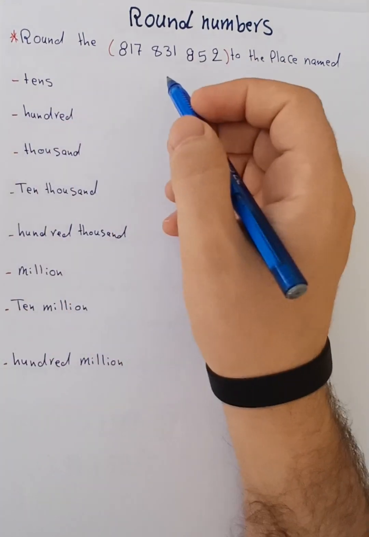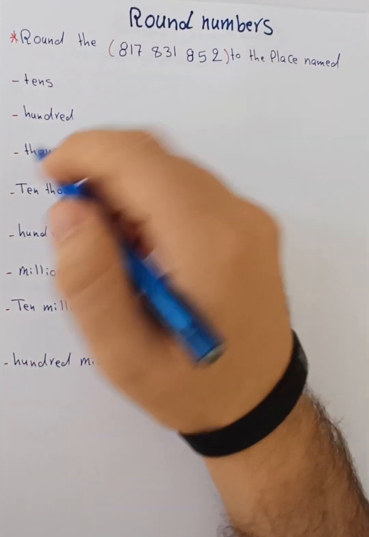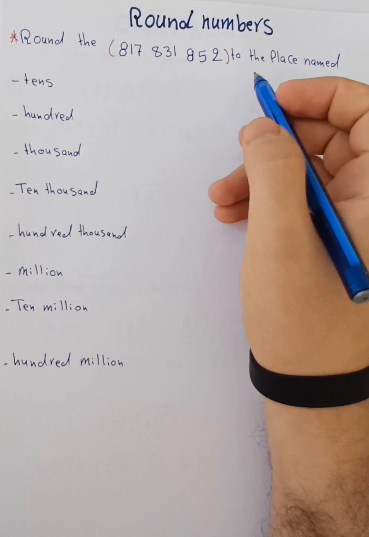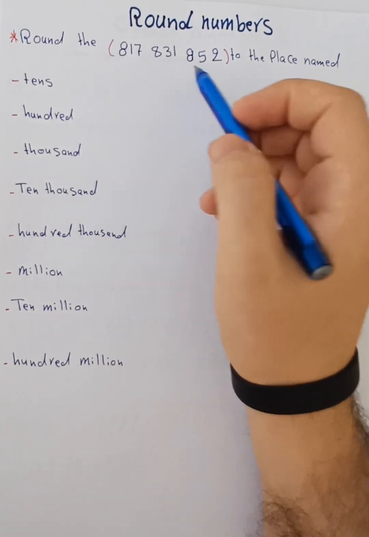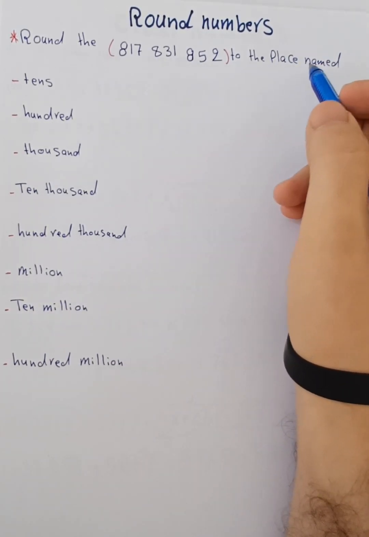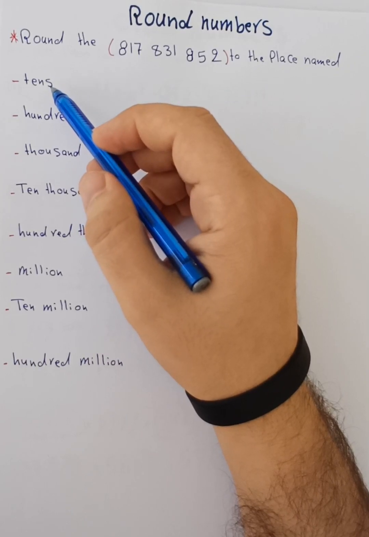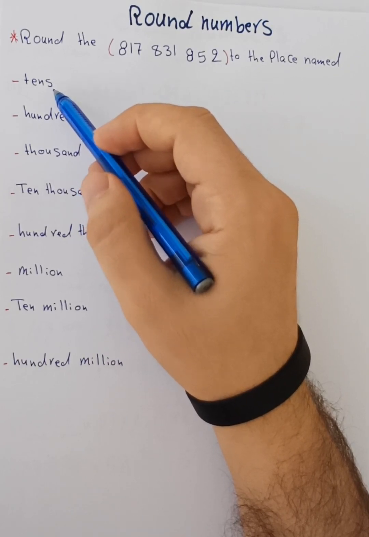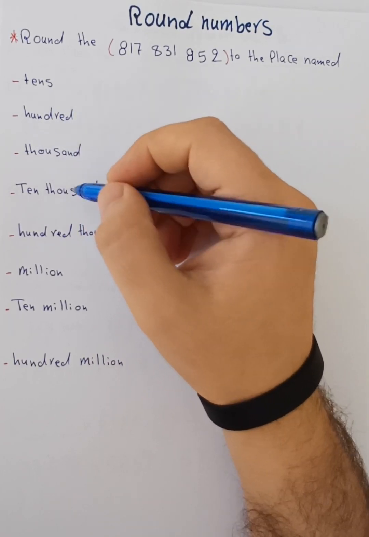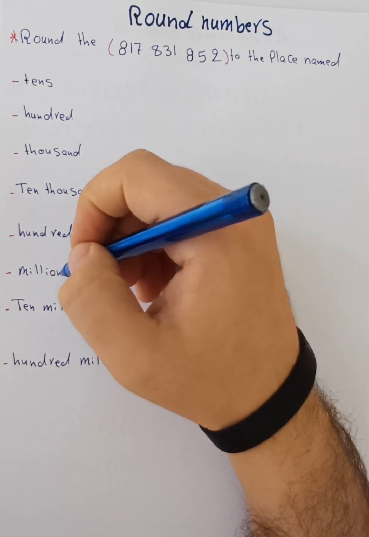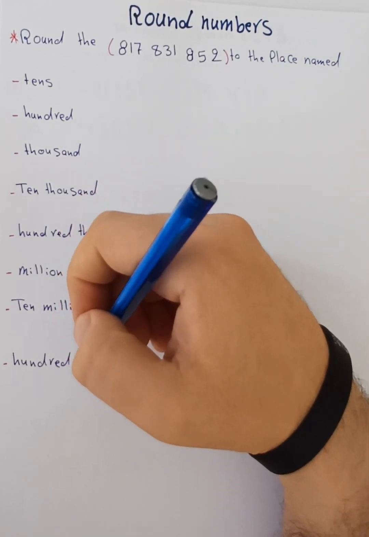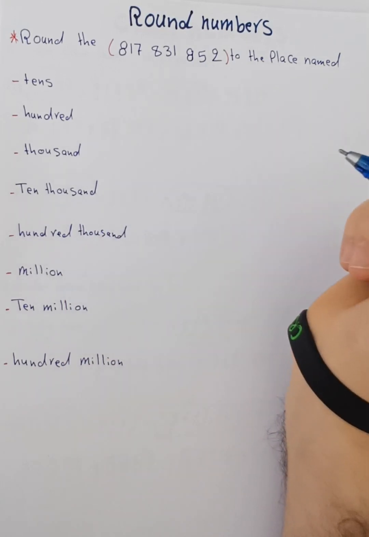So we have this example. We have to round these numbers to the place named. We have to round tens, 100, 1000, 10,000, 100,000, million, 10 million, and 100 million.